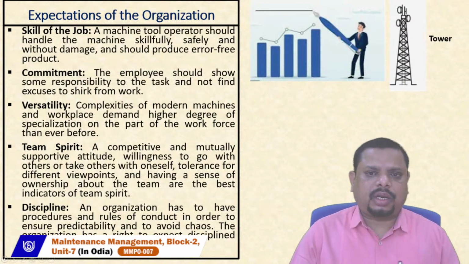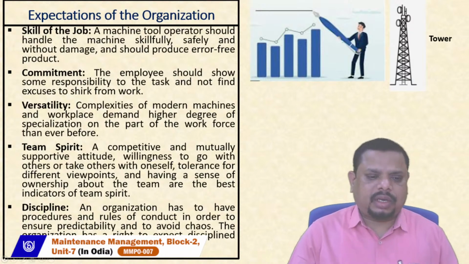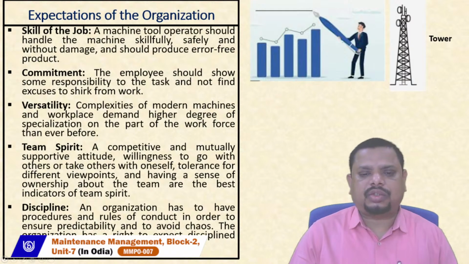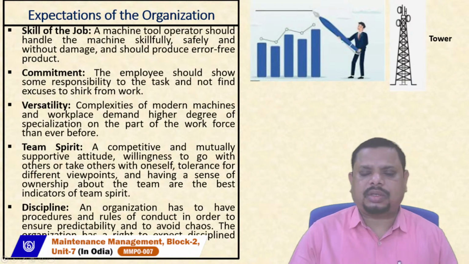The next important point, the last point we have, is discipline. In case of discipline, an organization has to have procedures and rules of conduct in order to ensure predictability and avoid chaos, and the organization has the right to expect disciplined behavior from the employees. During the initial period of a company, those who join the organization for the first time must understand the concept of respecting seniors as well as respecting juniors.